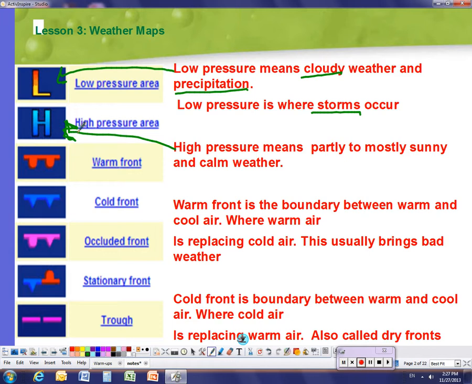So we're starting with weather maps first, obviously. It's going to be partly to mostly sunny and calm weather. So we like high pressure systems. That helps. High pressure systems keep the clouds from forming above us.